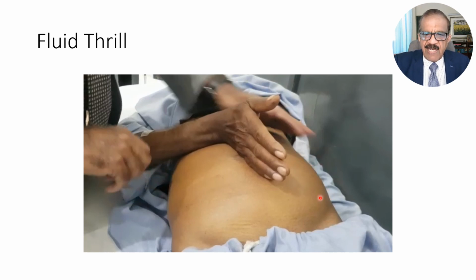Fluid thrill is less sensitive than shifting dullness. That means if there is a small amount of fluid, it is possible that shifting dullness is positive, but fluid thrill is not. If fluid thrill is positive, then the shifting dullness test has to be positive. Another test which we elicit in these patients, even in this picture you can appreciate the Leukonychia and clubbing.